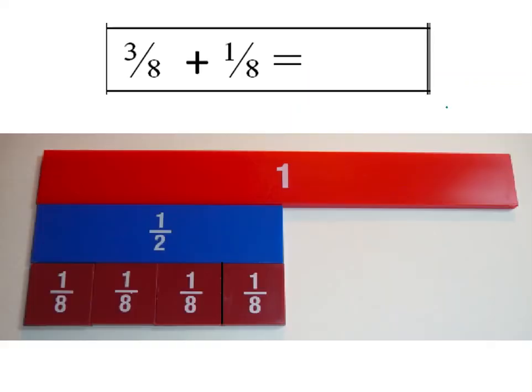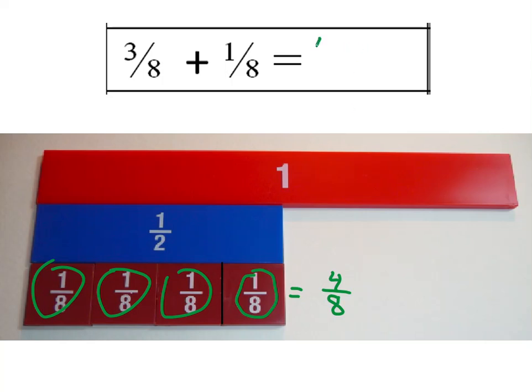Okay, the next one. This is 3/8 plus 1/8. Here you have 3/8 plus 1 more eighth. How many eighths is that? That's 4/8, right. But isn't 4 half of 8? Yeah, so you could either write 4/8, but you know that 4 is half of 8, so that's also equal to 1/2. Okay, next.